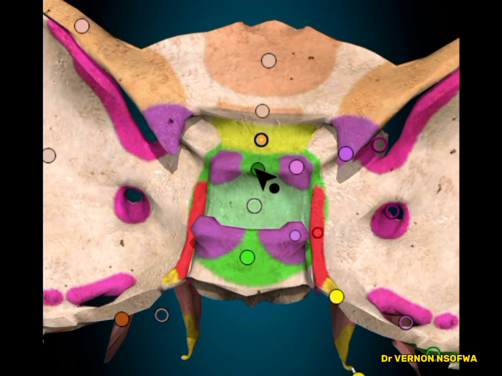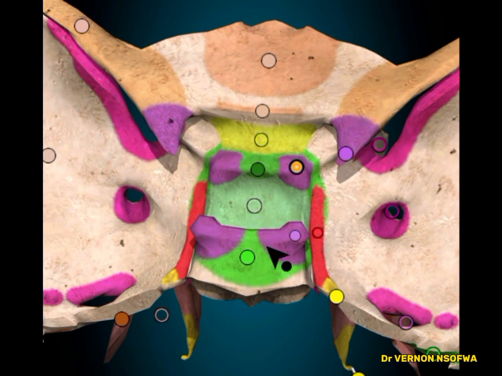Then under here, what do we call this part? This part is called the tuberculum sellae. And from there, we have this fossa, which we are calling the hypophyseal fossa. And then we also have this tubercle, or process, which we call the middle clinoid process.